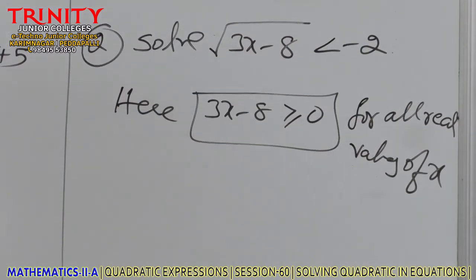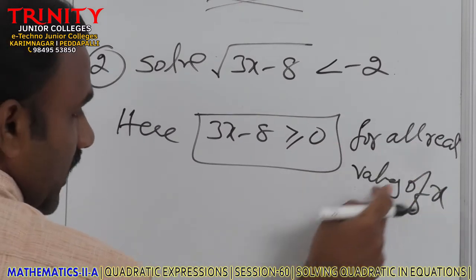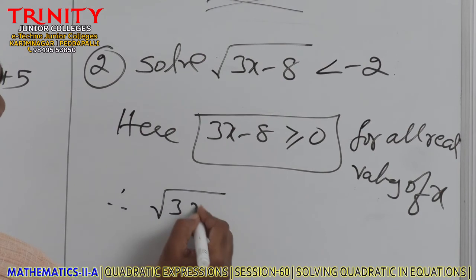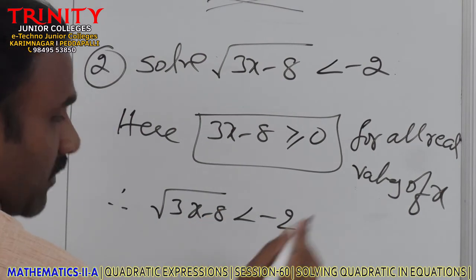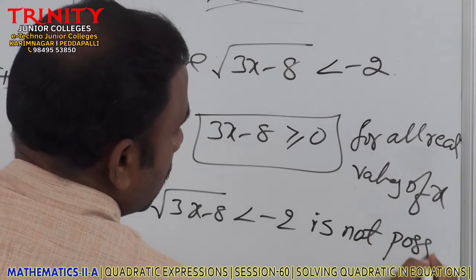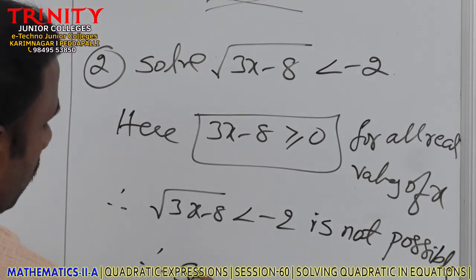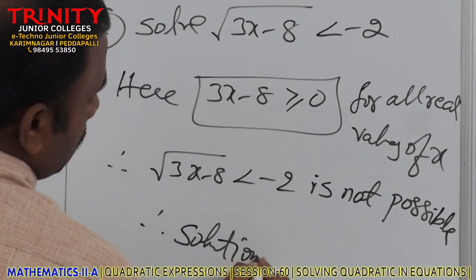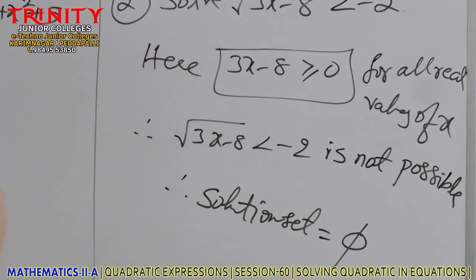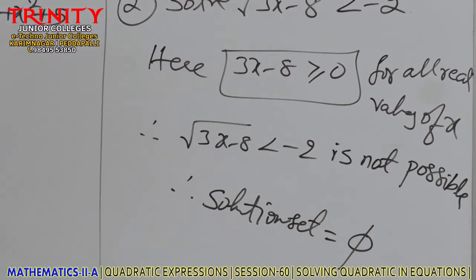Therefore, it has no solution. Here the root of 3x minus 8 is greater than or equal to 0 for all real values of x. Therefore, root 3x minus 8 is less than minus 2 is not possible. Therefore, what is the solution set? Solution set is equal to the empty set. It has no solution.